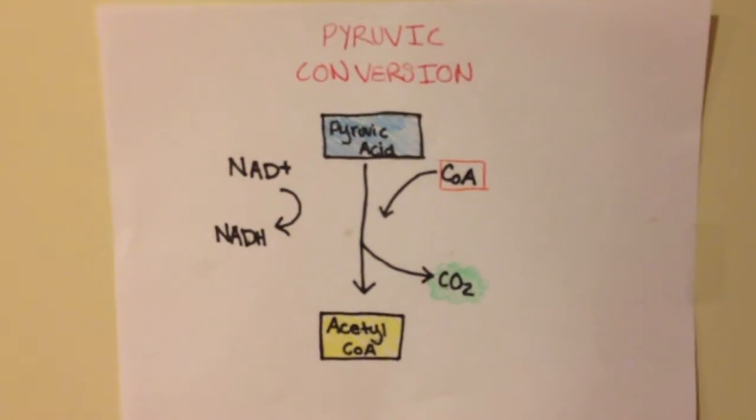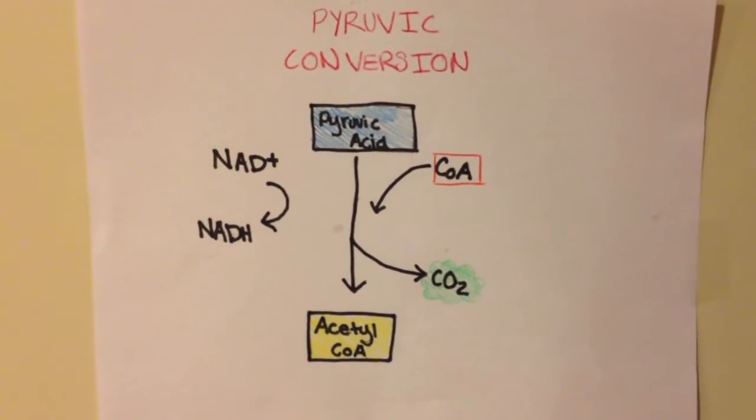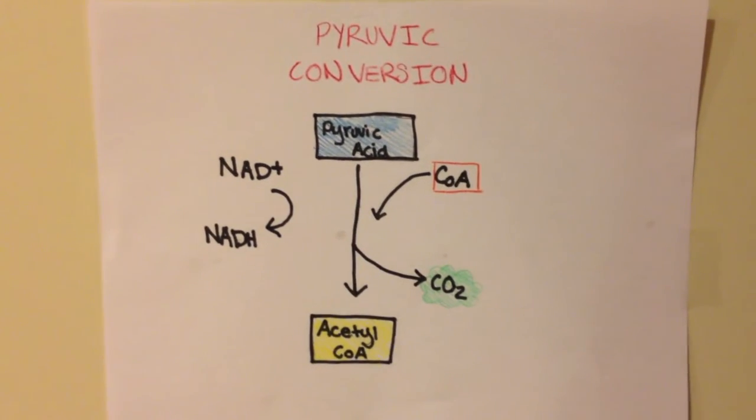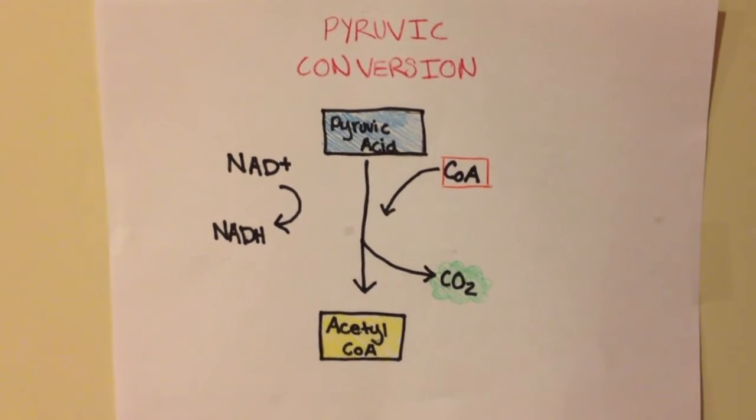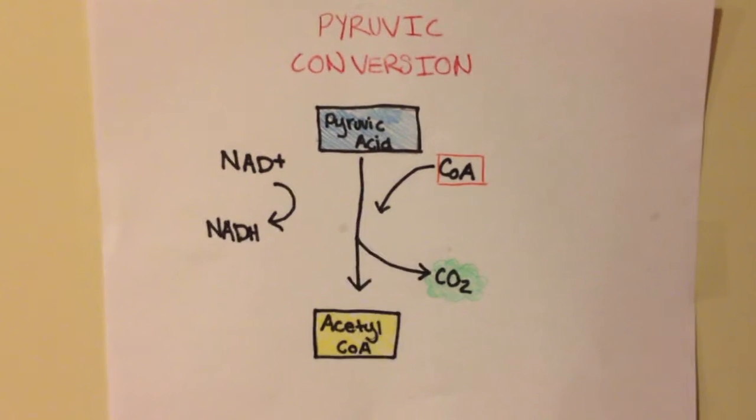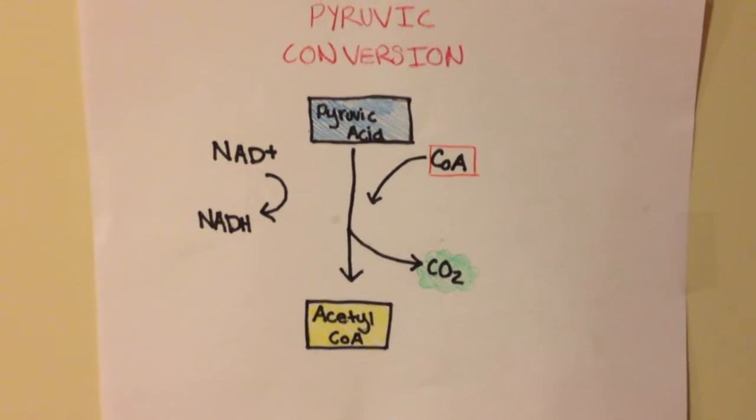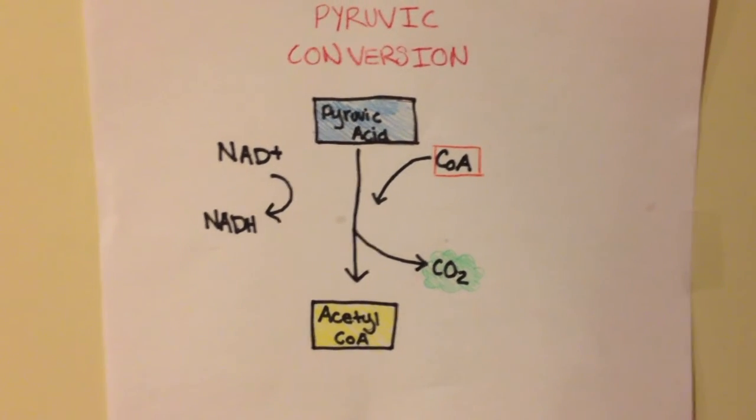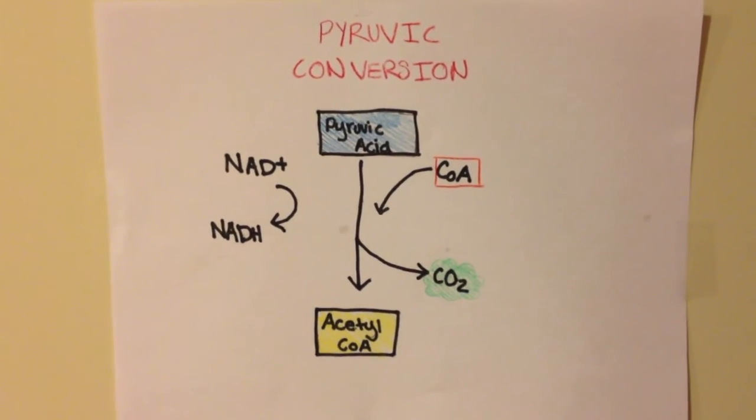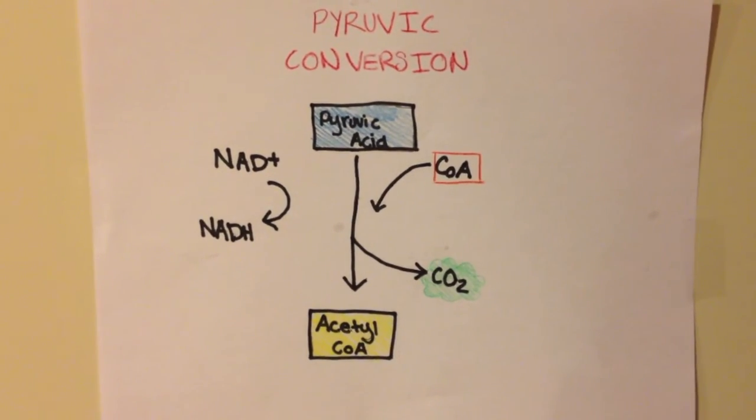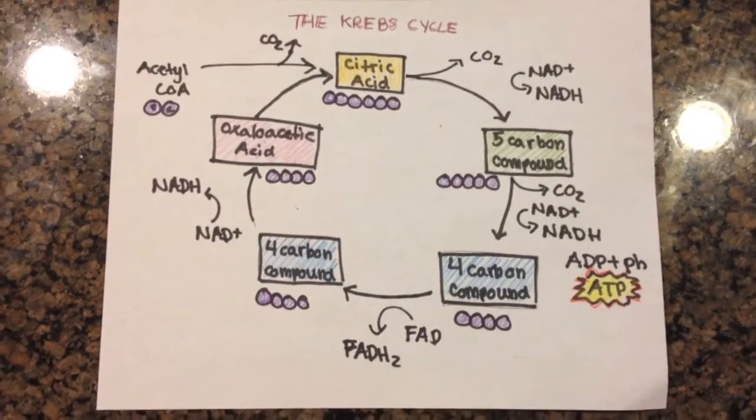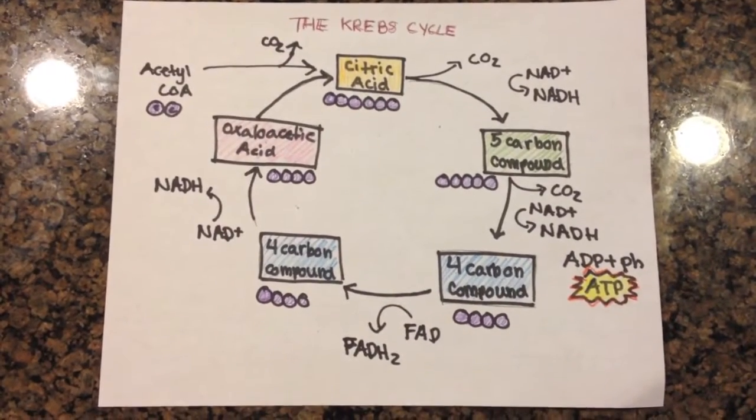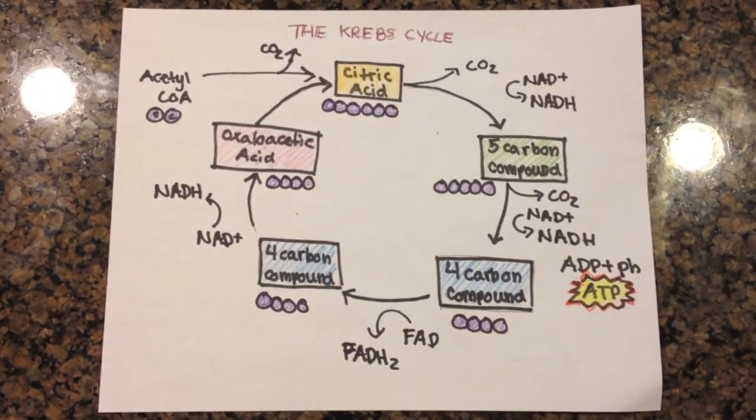When pyruvic acid comes into the mitochondrial matrix, it mixes with a molecule called coenzyme A, or CoA. When they react, a molecule of carbon is lost from pyruvic acid, making acetyl-CoA. During this conversion, NAD+ is reduced to NADH. This whole process is called pyruvic conversion. The Krebs cycle breaks down acetyl-CoA to produce CO2, hydrogen, and ATP.